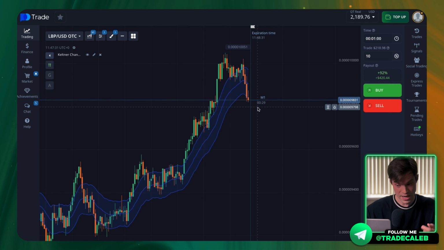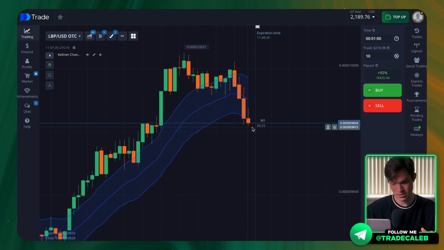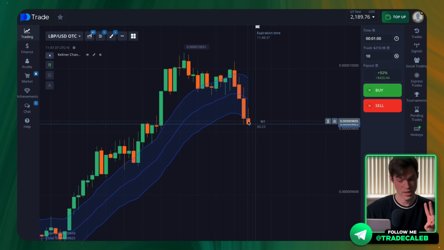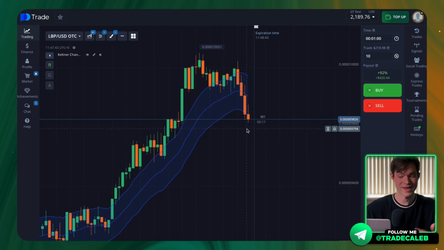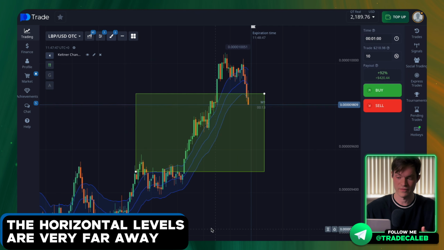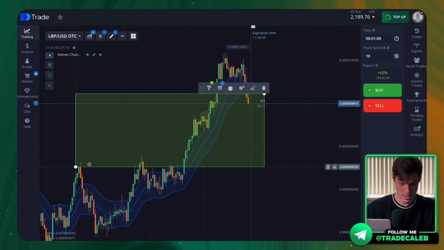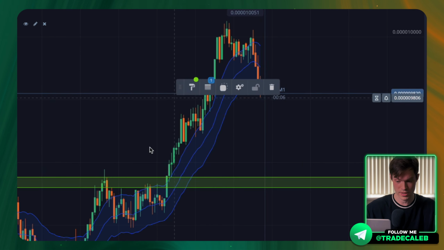For example, now we're observing a change of trend from upward to downward, and if the next candle, or at least 2 candles, will be fixed under the lower line of the Keltner channel, we will enter the trade on the downside, because the horizontal levels are very far away. Here we have the main horizontal level, which may be the reason for the correction.